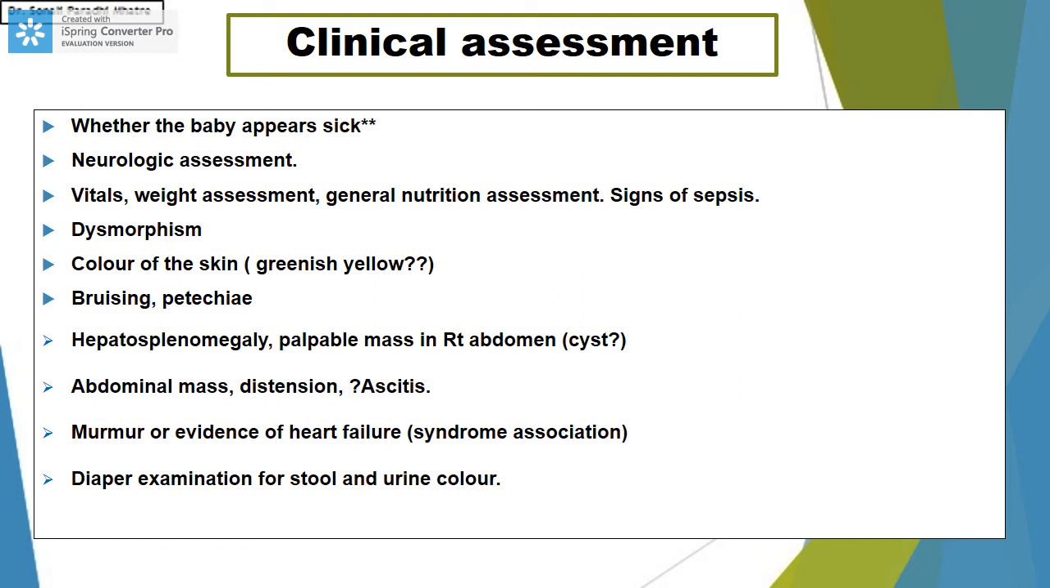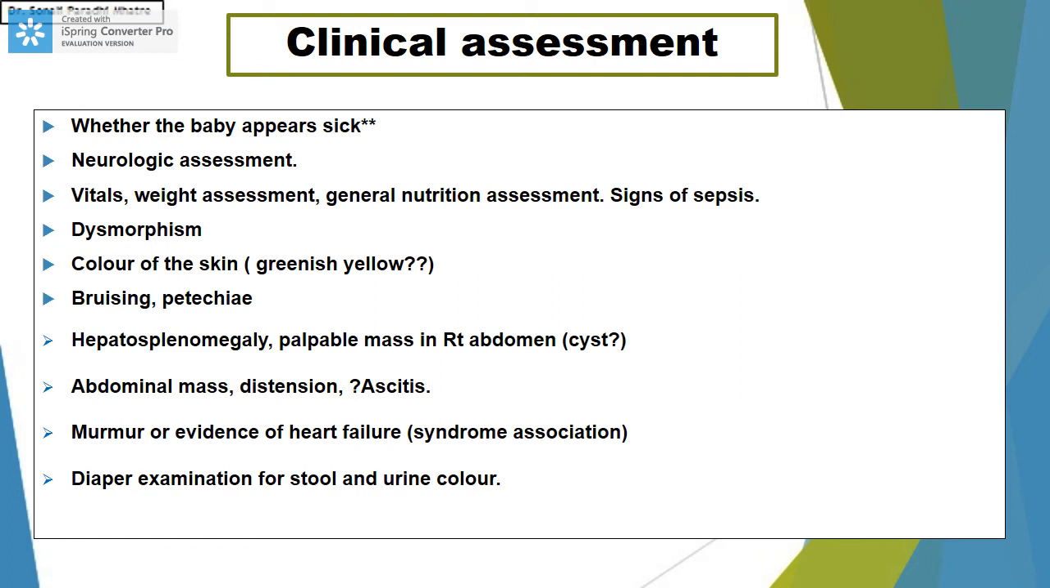We'll have to look at the child properly to find out if there are any dysmorphic features. What is the color of the skin? Generally, by look, the child with direct jaundice appears a little greenish yellow. However, there is no standard which says what color the skin should be. So overall the child will look jaundiced, icteric to you.